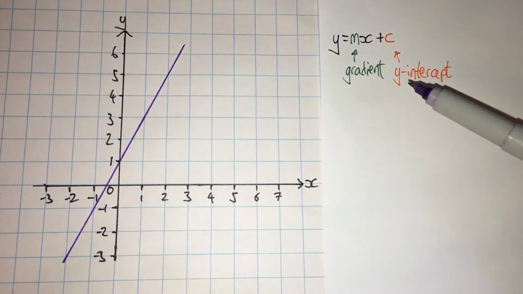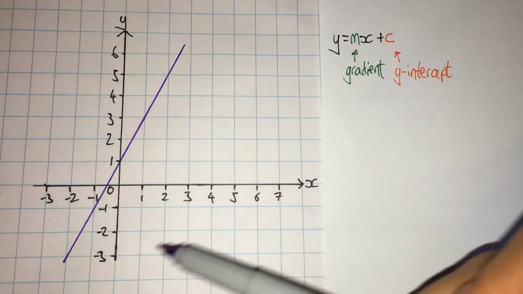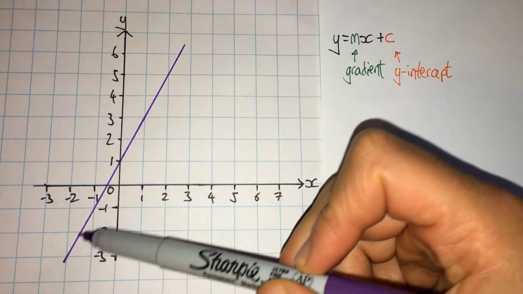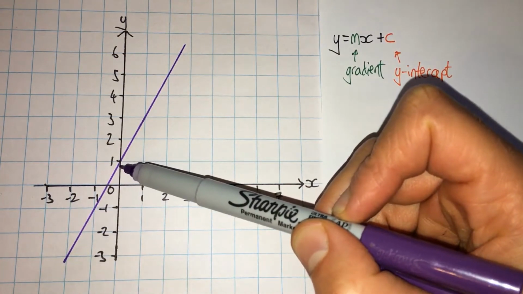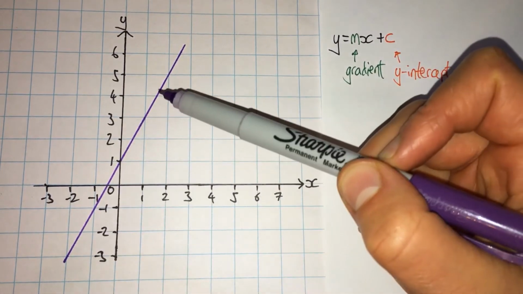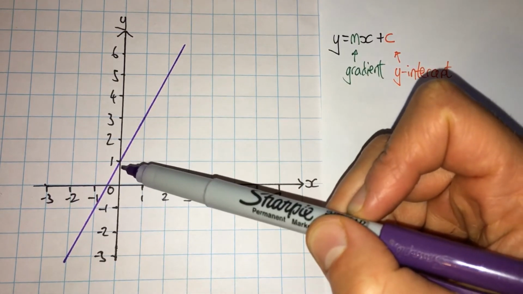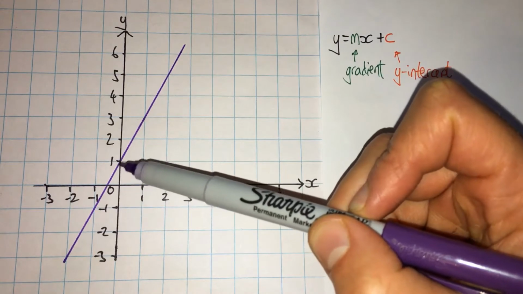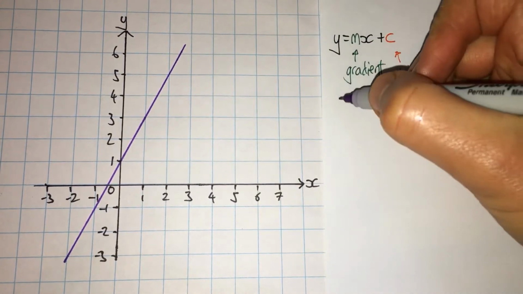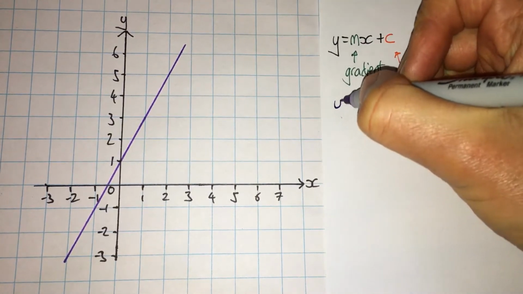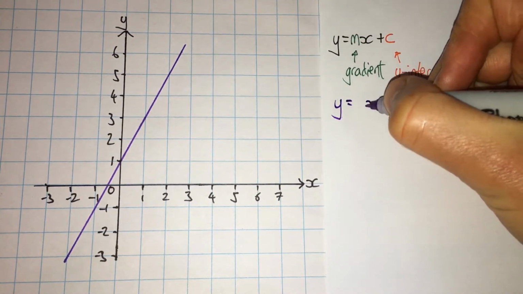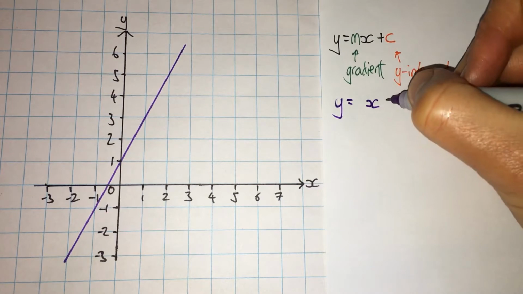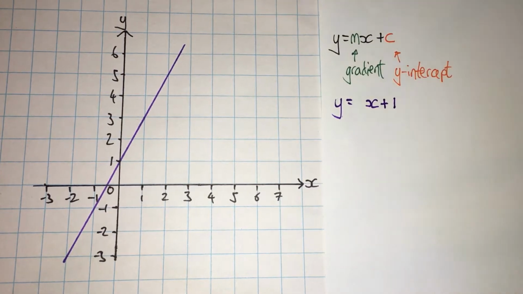Well, the value of c is quite easy to spot when the graph's drawn like this. It's where the line intersects, that is, crosses the y-axis. So our value of c for this purple line is going to be plus 1 because it intersects here at 1. Let's start writing this down in purple. So I've got y equals, I don't know what the gradient is yet, that's going to go before the x, but our value of c is 1, so I'll write plus 1.